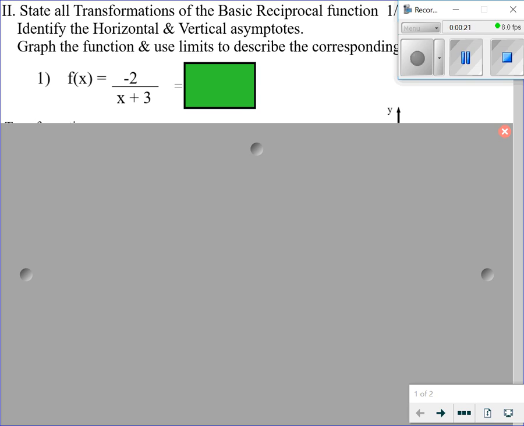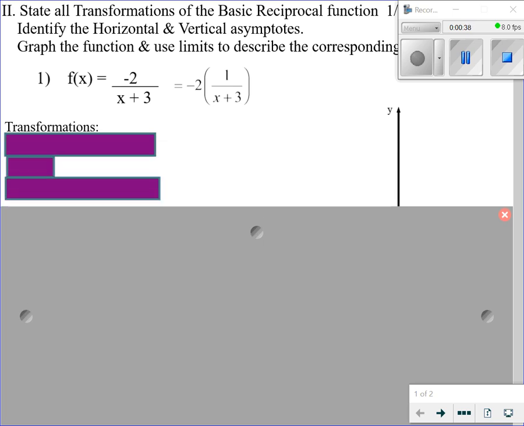So on our problem right here, we want a 1 in our numerator, and since I don't have anything going on in my numerator except the -2, I can just factor it out front. And I get a -2 factored out front, and then 1 over x plus 3. This is as close to parent function form as we can get. We should be able to figure out our transformations now.